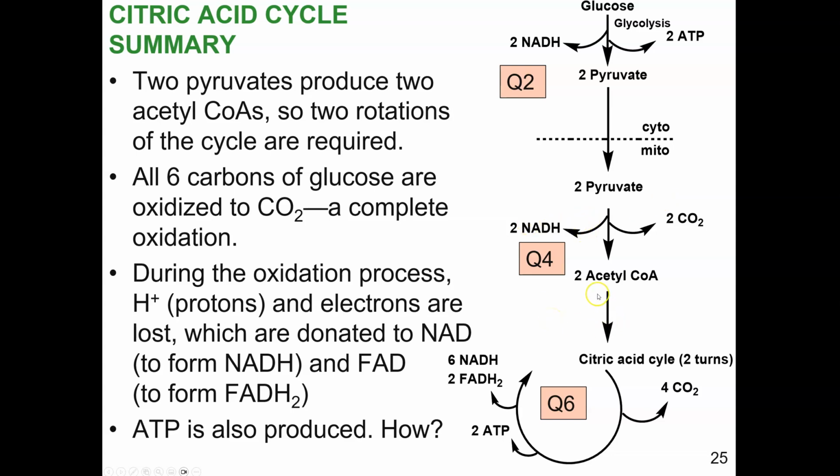And then you go through 2 turns because you have 2 acetyl-CoA, so you have to go through 2 turns. And for 2 turns you get 4 CO2s, 2 ATPs, 6 NADHs, and 2 FADH2s. So what's going to happen now is that we have a lot of NADH and FADH2, and it's going to go in a process called the electron transport chain.